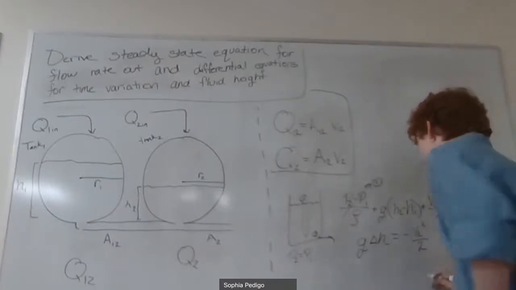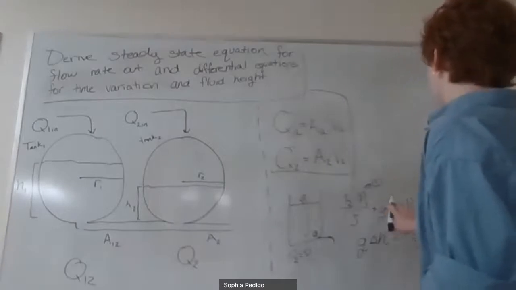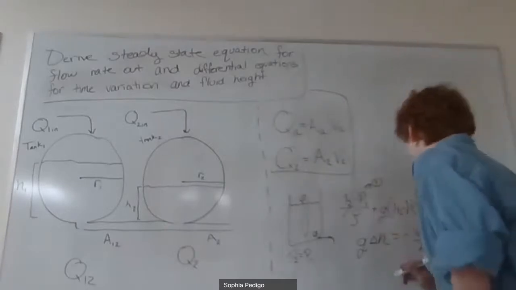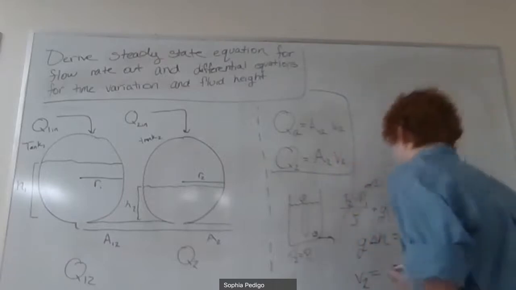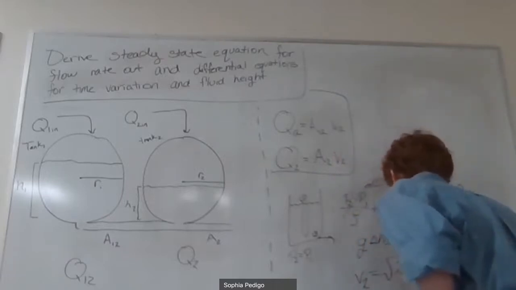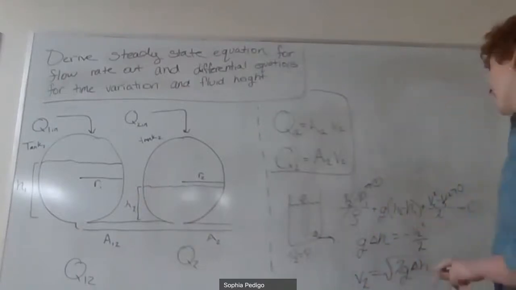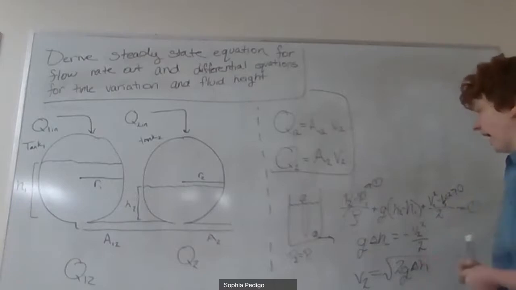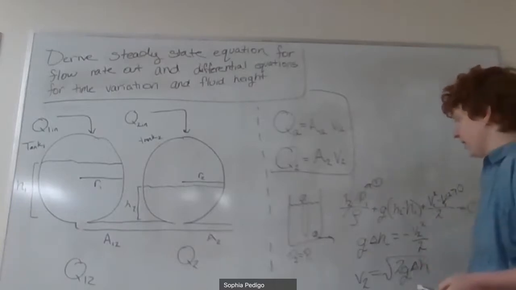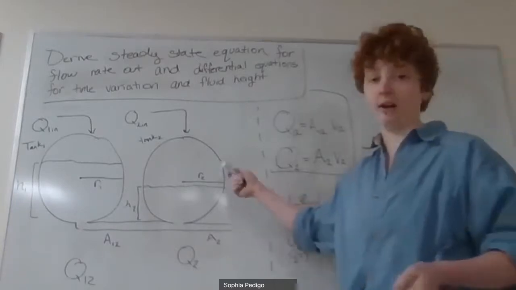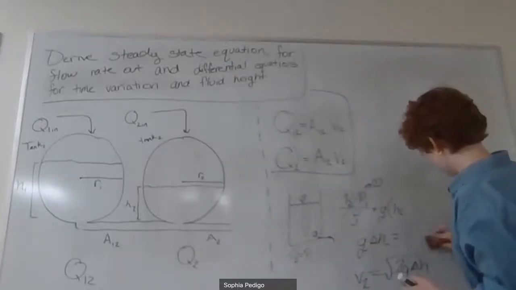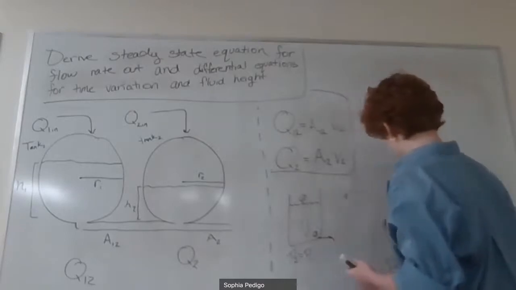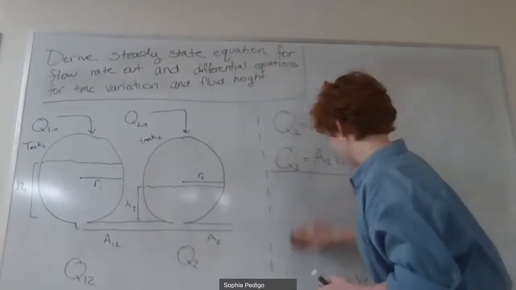I found earlier. So if we rearrange this and solve for V2, we end up with V2 equals the square root of 2g delta H. And as it turns out, this equation actually is the same for the spherical tanks that we have over here. So we can just go ahead and substitute that in and use it to solve for the flow rates. So let's go ahead and do that.